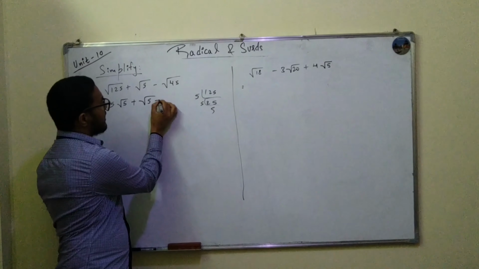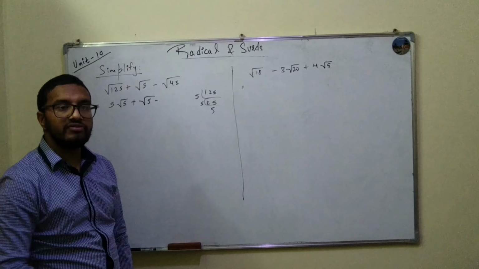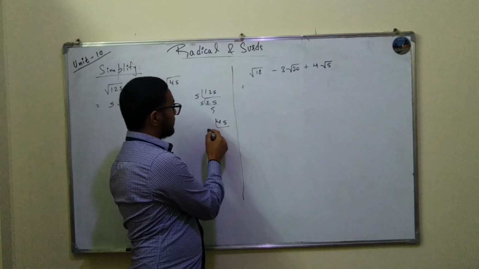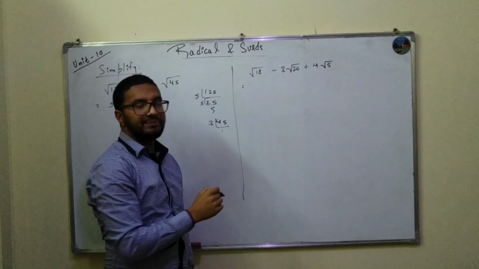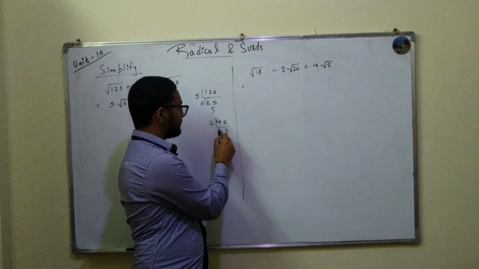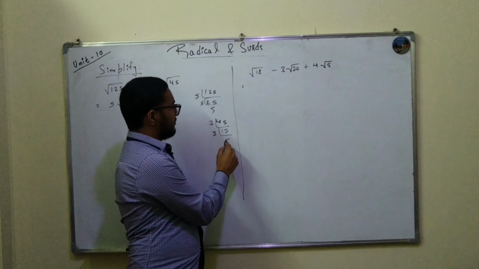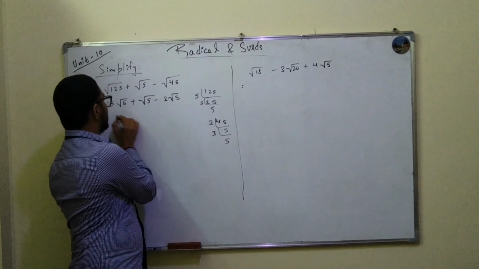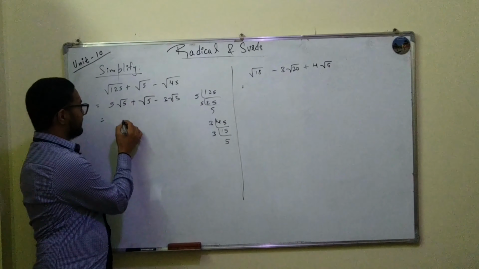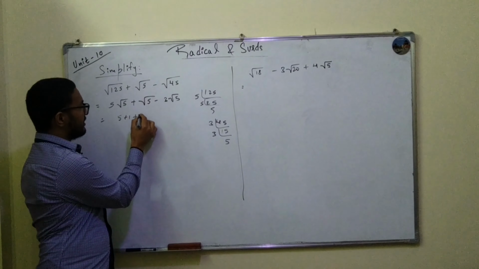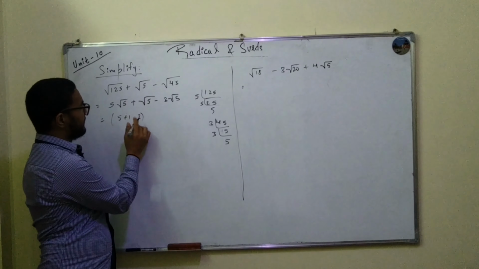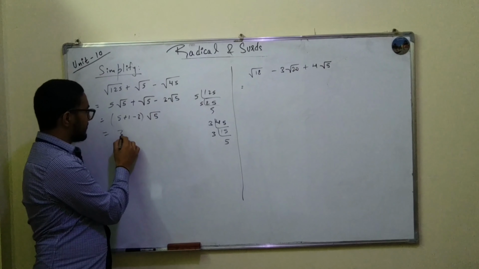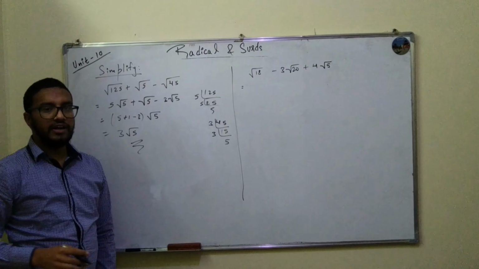plus under root 5 minus, what will be the LCM of 45? 45, right? So you could do 3 1 ja, and then 3 5 ja 15, and then 3 5 ja 15, right? So 3 under root 5. When you add these things together, 5 plus 1 plus 3 minus 3, and then under root 5, right? So 6 minus 3, 3 under root 5. So this will be the answer, okay?